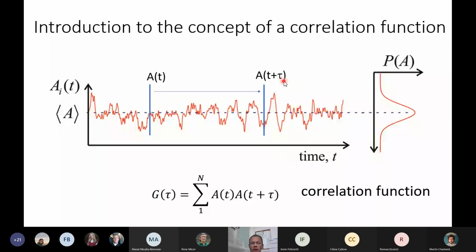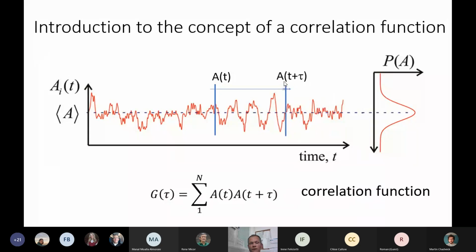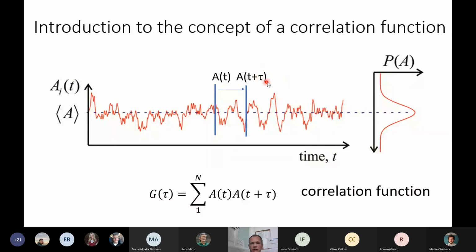And we can calculate the sum of these products for many points. A similar approach can be made if we calculate the correlation function taking a much shorter period of time, as you can see in this example.